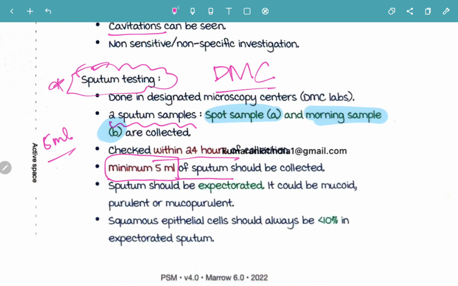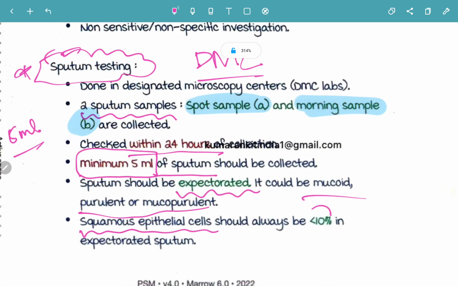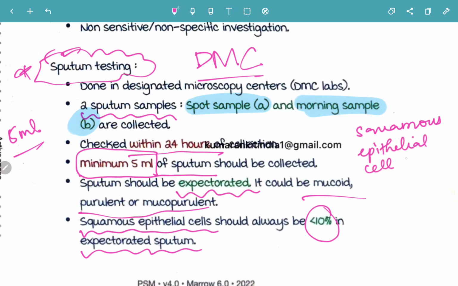Now sputum should be an expectorated sputum. It should be mucoid, purulent or mucopurulent. Now squamous epithelial cells. Remember, while collecting the sputum, the squamous epithelial cells must always be less than 10% in an expectorated sputum.